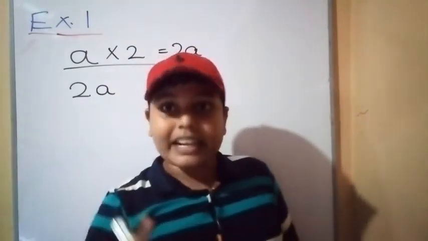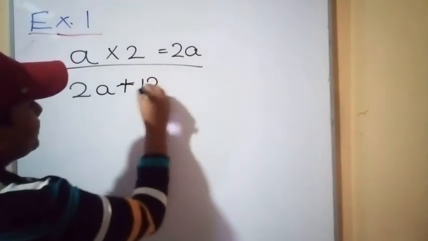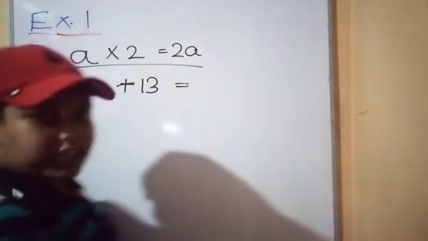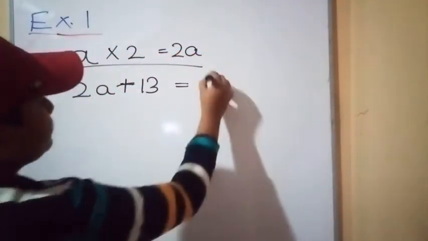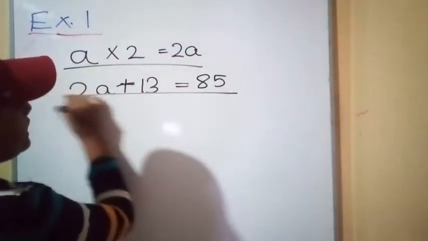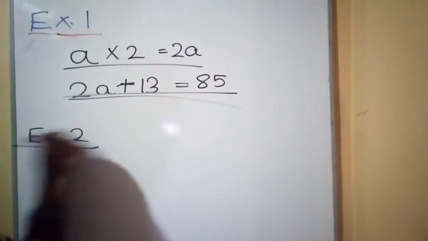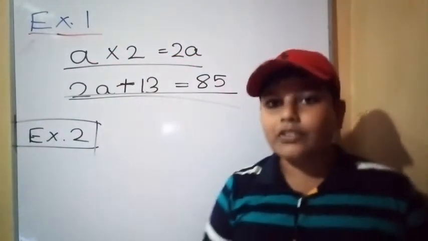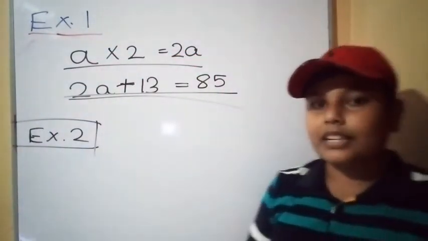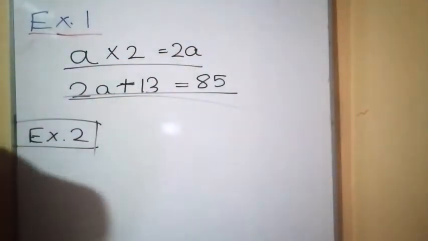Now, when 13 is added to this, that means plus 13. Now, that means equation 1 of the next. The result obtained is 85. So 2a plus 13 is 85 is the equation, where the value is represented and the terms are denoted in this equation.